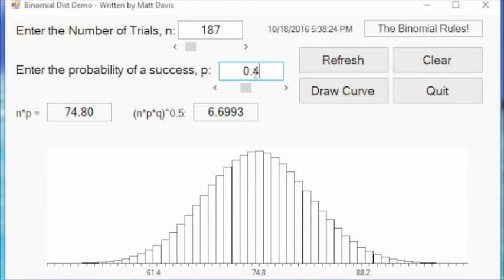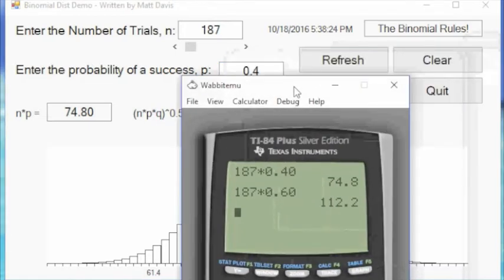But the theorem doesn't say that'll always work. It says it'll work if they're both over 10. So let me just show you where we start to run into some problems. Let's play with some different numbers here.